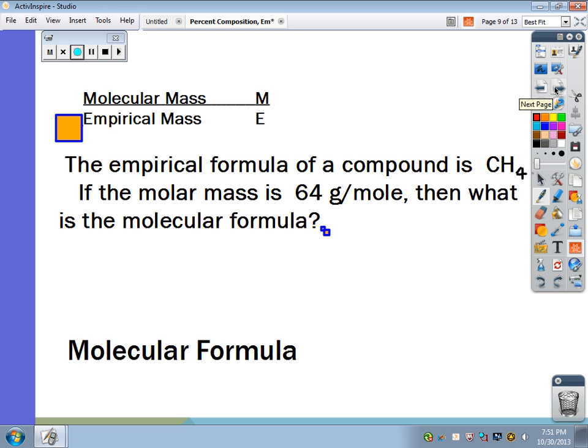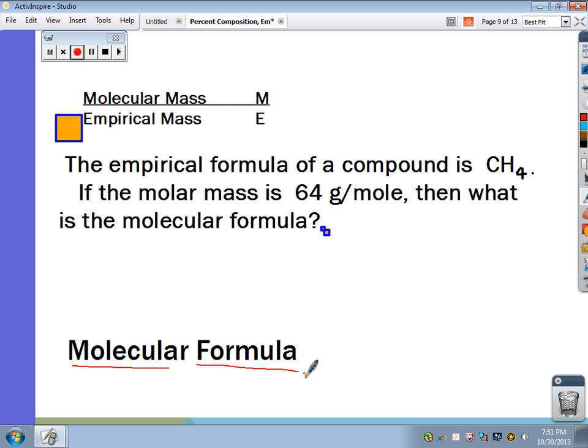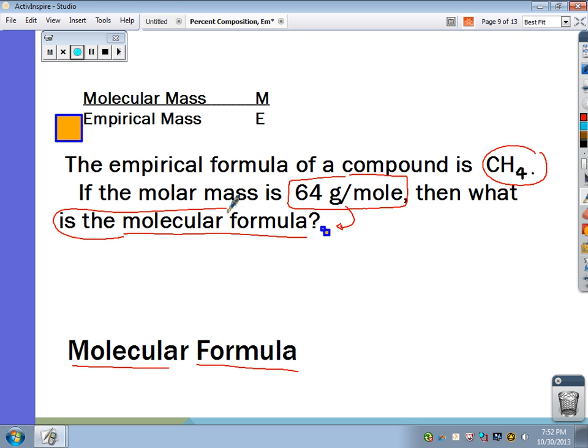So the next step is to find the molecular formula, to find out the formula of a molecule, what it actually is. So, what are they asking us in this question? The empirical formula of a compound is CH4. Hey, that's what we just did. So we know the empirical formula, the simplest whole number ratio. If the molar mass is 64 grams per mole, then what is the molecular formula? The molecular formula's mass is 64 grams per mole. You know that. That's what they're telling you here. And so whenever you see a problem like this, what is the molecular formula? You don't know that, do you?